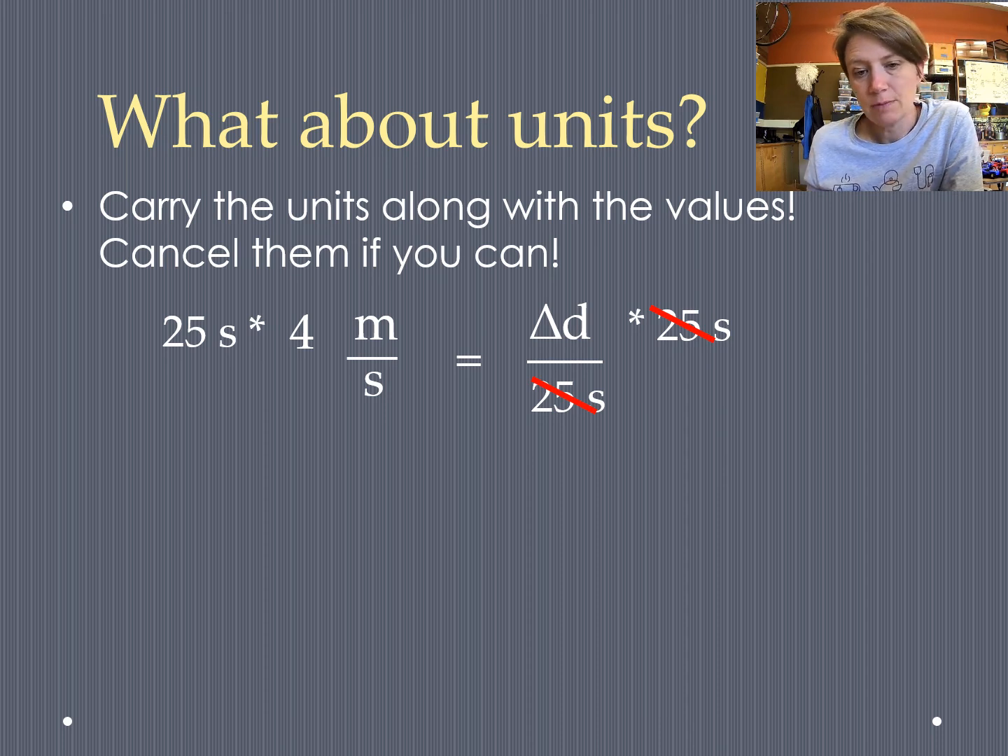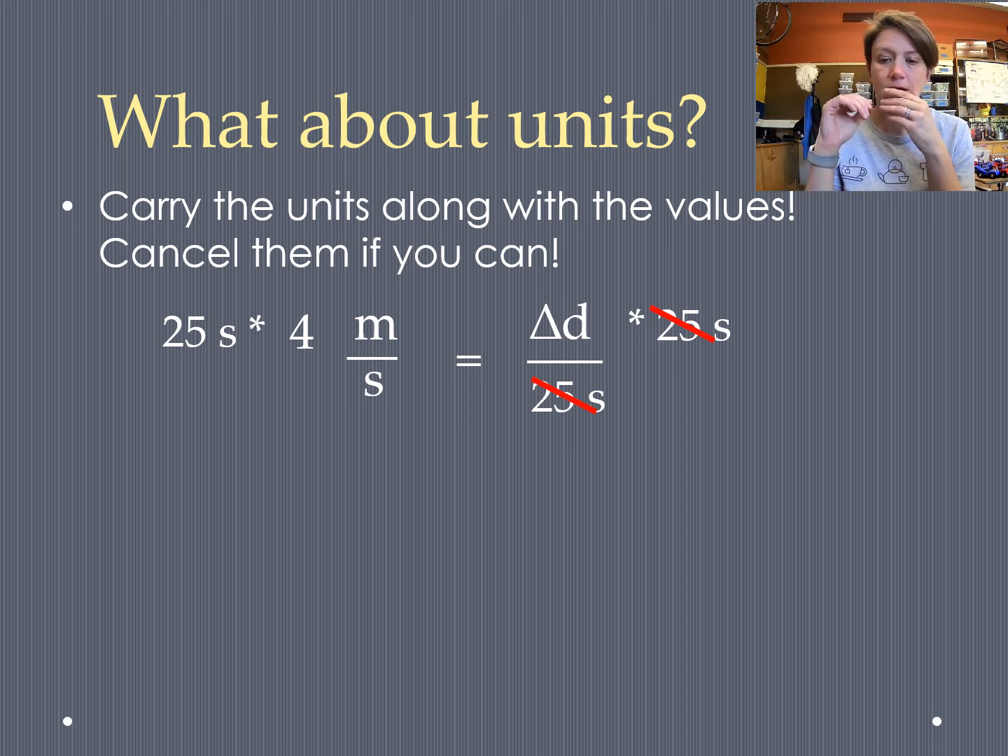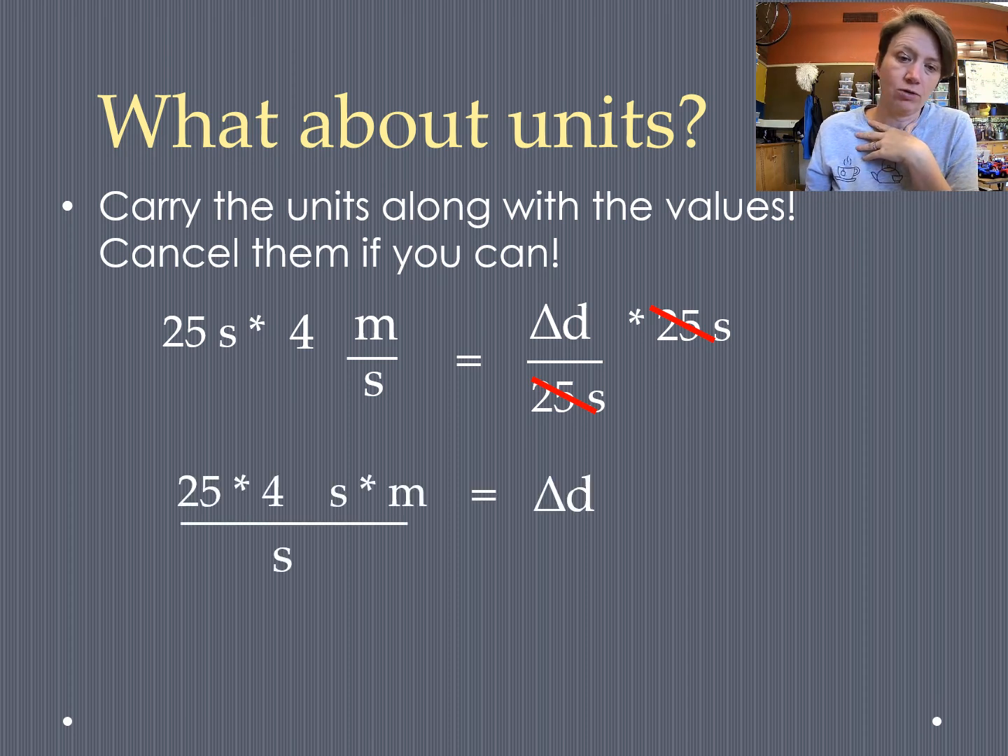25 seconds times 4 meters every second. Hopefully you remember from our unit conversions that you can combine things different ways when you have a bunch of letters and numbers all on the same side of the fraction. It usually makes sense to put the numbers together and then the letters together separately. So if you do that here, you get 25 times 4, and then you have an S and an M on the top, and you have that other S on the bottom, right? Everything else was on the top of the fraction, and the seconds is on the bottom.